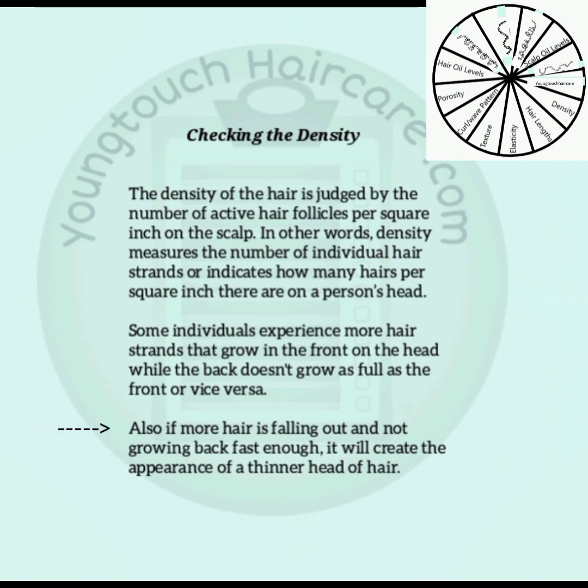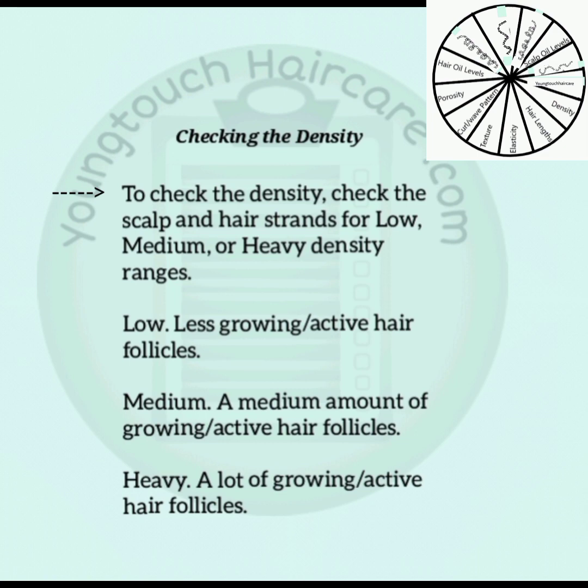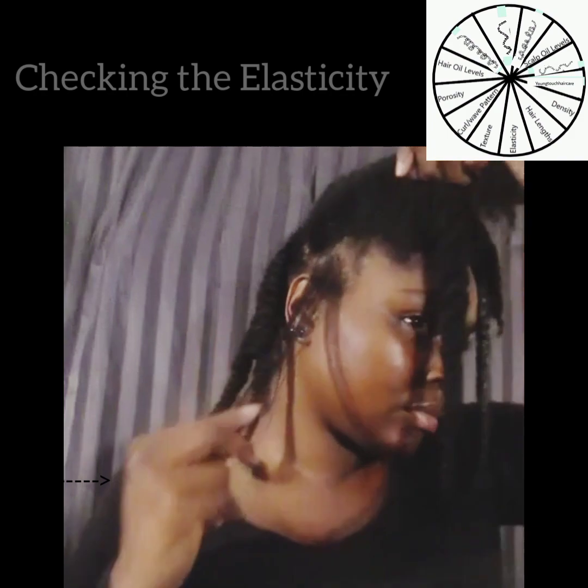Also, if more hair is falling out and not growing back fast enough, it will create the appearance of a thinner head of hair. To check the density, check the scalp and hair strands for low, medium, or heavy density ranges. Low. Less growing or active hair follicles. Medium. A medium amount of growing or active hair follicles. Heavy. A lot of growing or active hair follicles.